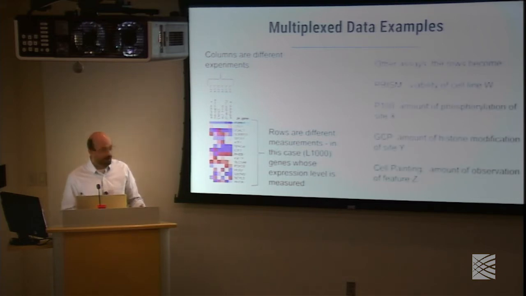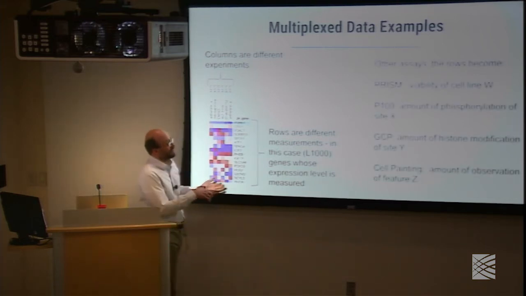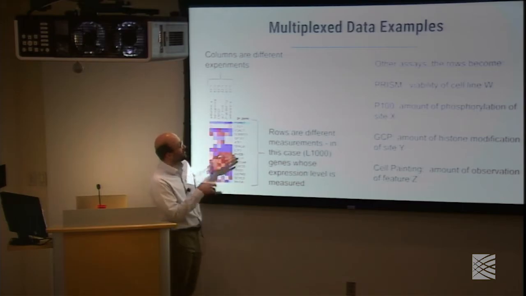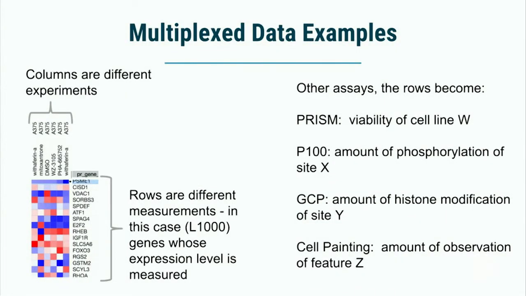For our friends, what they're doing is the same idea. We think of the columns as the different experiments that were conducted, and the rows are different measurements. In the case of PRISM, it's the viability of a cell line. In a single well on a plate, they can measure 25 to 30 cell lines' viability simultaneously. That's a very powerful technique. And so they get a readout where they have a range of cell lines here, and then these are the conditions that were used to treat that pool of cell lines.